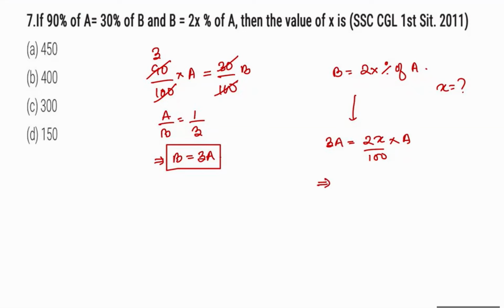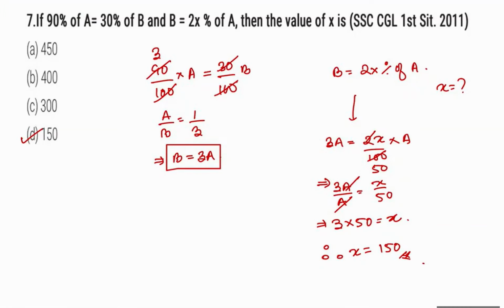So 3A by A is equal to x by 50. 3 into 50, solve, and we get x is equal to 150. Therefore x is equal to 150. So the answer is 150, option D.